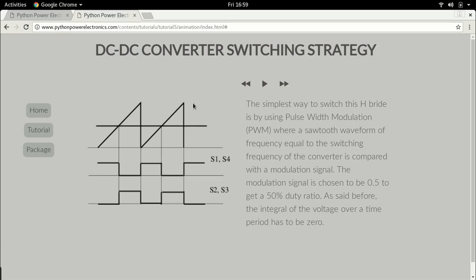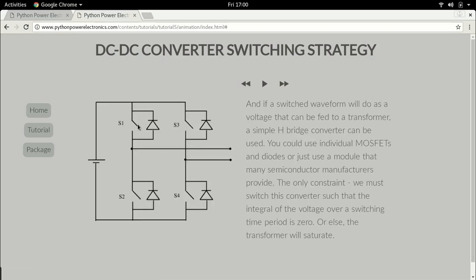So now we are going to talk about one case. Let's say this modulation index is at 0.5, and I'll tell you what that 0.5 means. When you compare a sawtooth waveform of unity peak with a modulation signal of magnitude 0.5, you end up with this waveform. What that means is this. Let's say we are controlling the switches. I'll just go back here. Let's say we want to control these switches so as to produce a voltage here. This voltage has to be a square waveform.